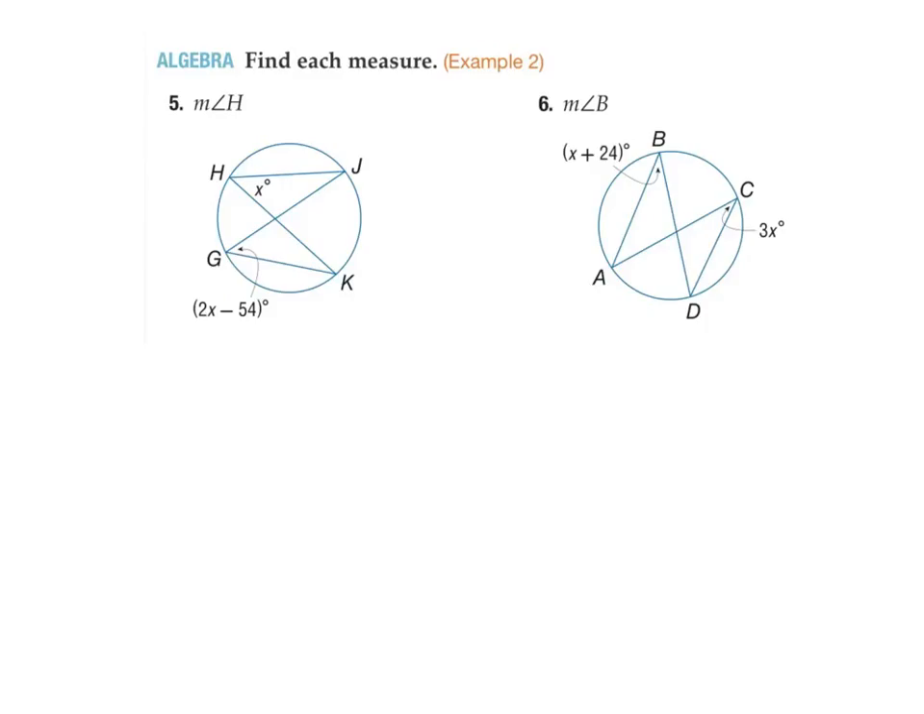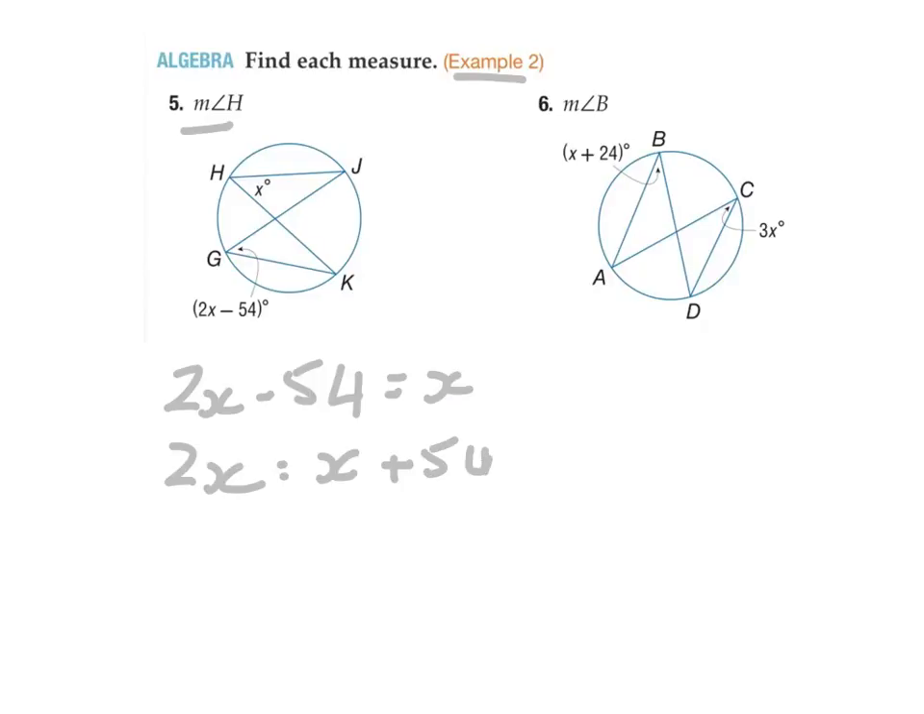Right, so from example 2, we're now on question 5. We know that the two inscribed angles equal each other, so 2x minus 54 must equal x. Add 54 to both sides, so 2x equals x plus 54. Subtract x from both sides, so x equals 54. And by plugging it back in again, 2 times 54, take away 54, is just going to come back to 54. So you know your algebra is correct.